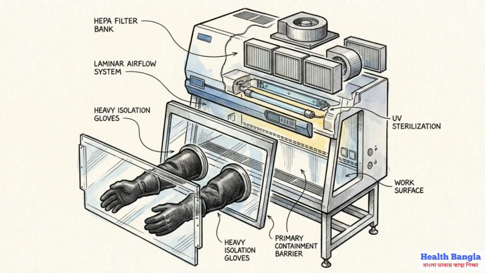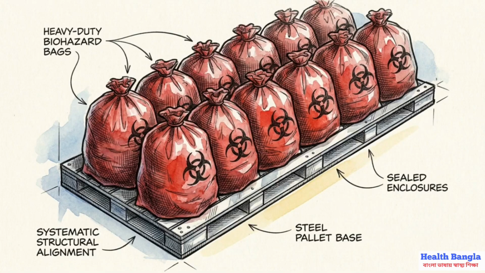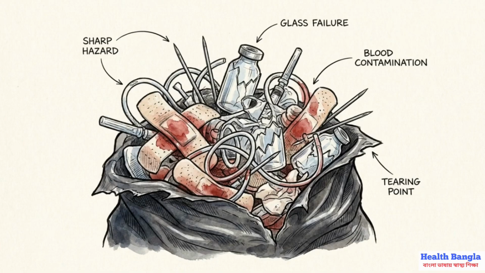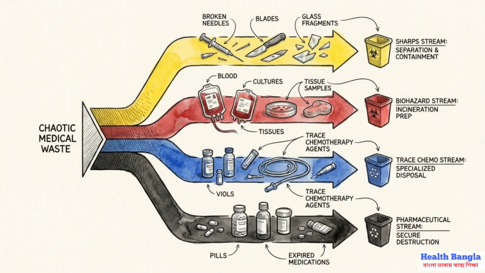The primary strategy for physical containment involves the strict management of regulated medical waste, or RMW. RMW is any medical product that comes into contact with blood or other potentially infectious materials. Even minor contact automatically classifies the item as regulated waste. Treating all RMW as a single category is a system failure. The waste must be stratified based on its physical properties to ensure it is neutralized effectively.